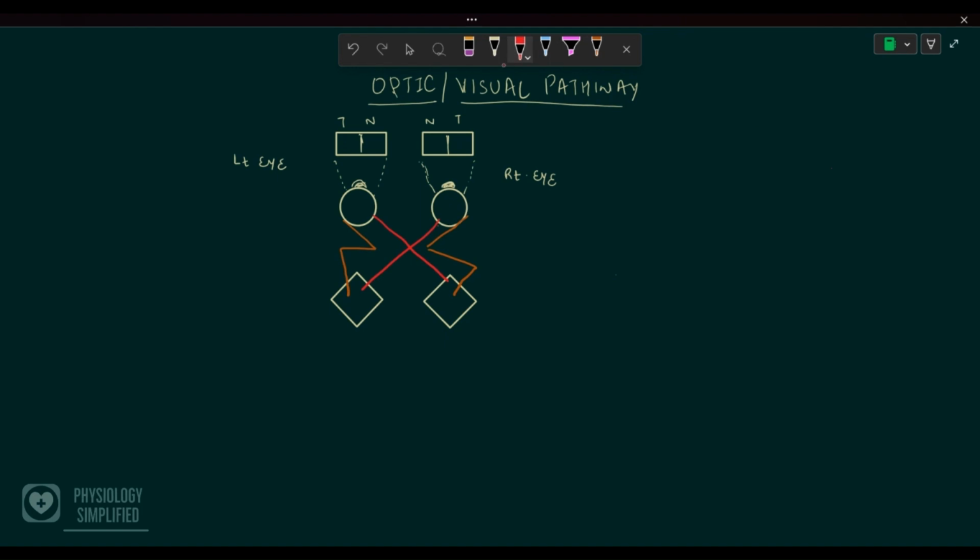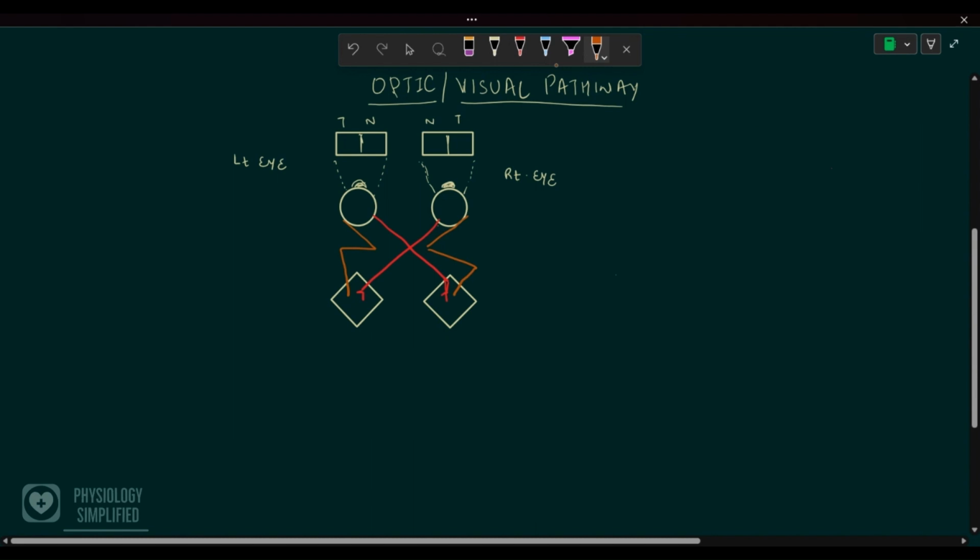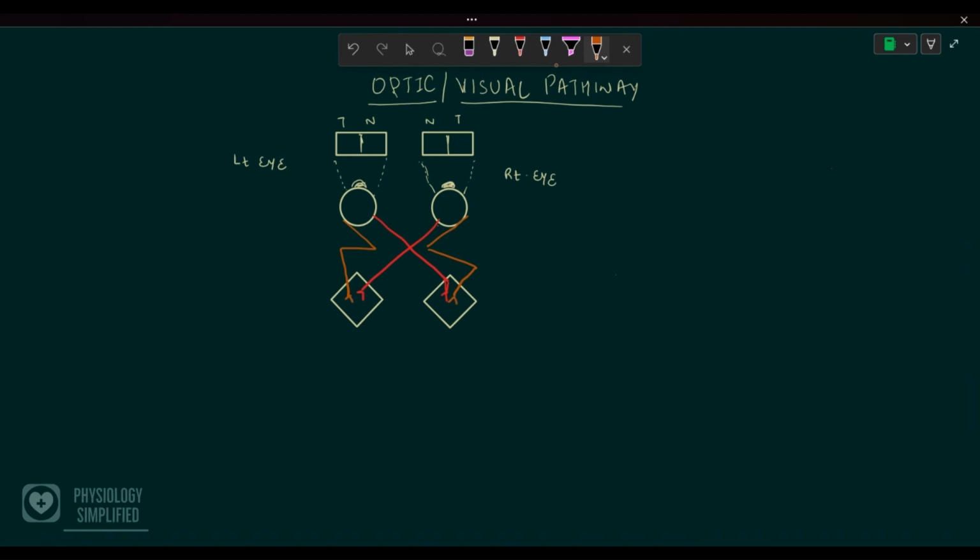These rhomboids represent the lateral geniculate body present in the thalamus of the brain. So when these fibers reach here, they synapse with other neurons which will further carry the information into the brain. These fibers we call the third order neuron, and they take the information from thalamus to the cortex.